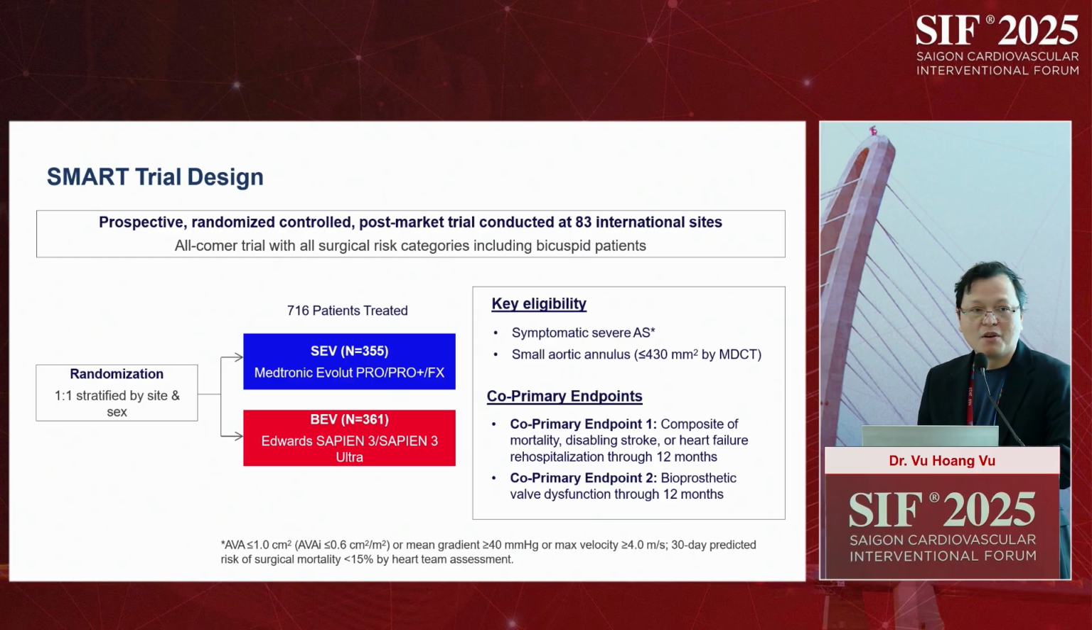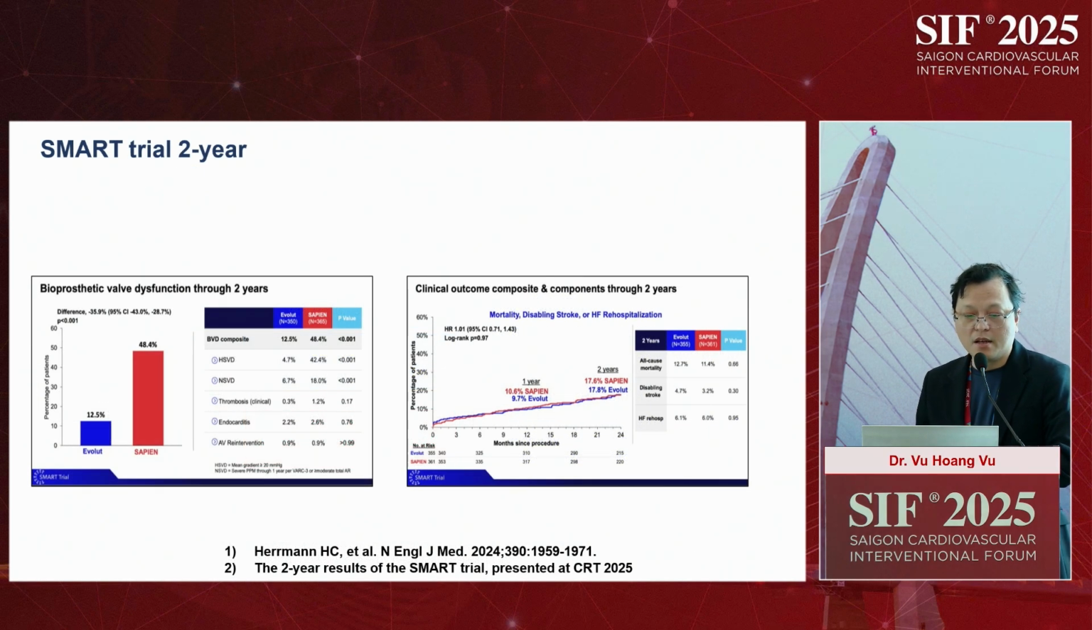And this is the SMART trial. As we know, the SMART trial 2-year results were just presented this year. It included over 700 patients with small annulus, defined as less than 430 mm square by MDCT. We have two arms: the first arm is the self-expandable Evolut valve, and the second is the balloon expandable Edwards Sapien, randomized 1 to 1. And this is the final result of the 2-year follow-up.